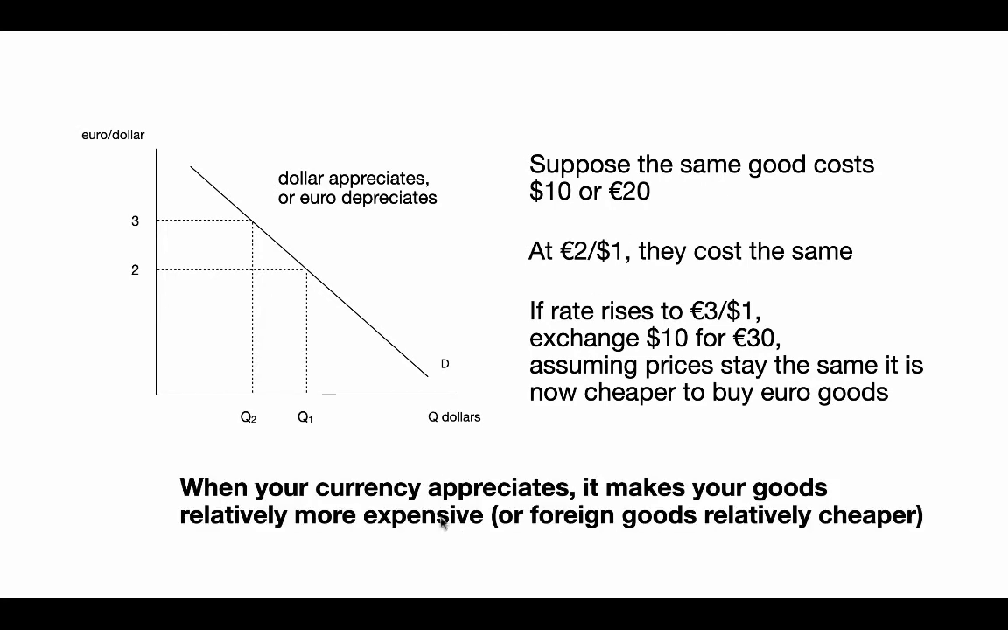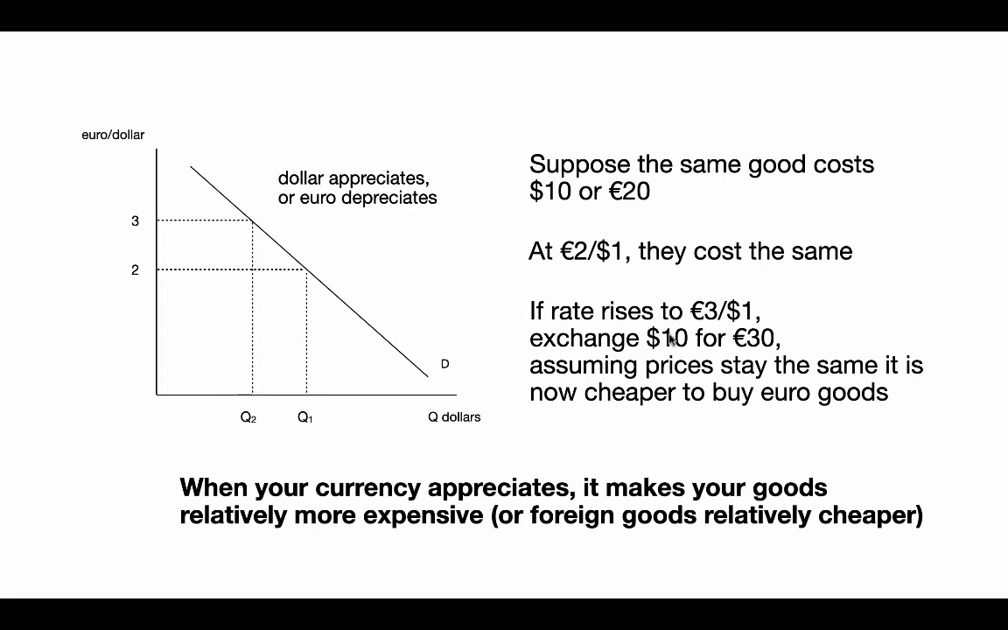Or another way of saying that, just the other way around: here we have dollar appreciation. When your currency appreciates, your goods become relatively more expensive. Just the flip side: someone in euros thinking about buying something in dollars now needs more euros to make that conversion. If I want $10, instead of exchanging 20 euros, I have to exchange 30 euros. So those US goods are relatively more expensive to foreigners, in particular to people holding euros, or in other words, foreign goods have become relatively cheaper.